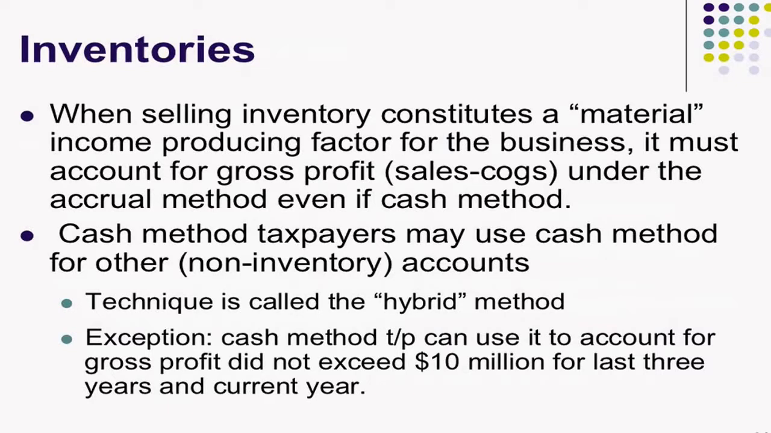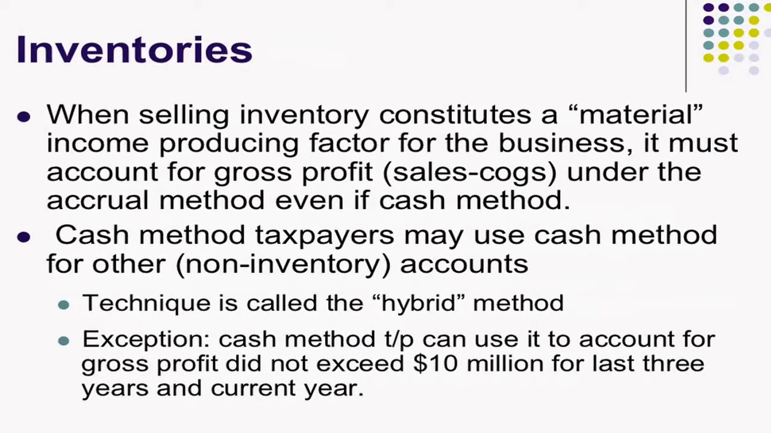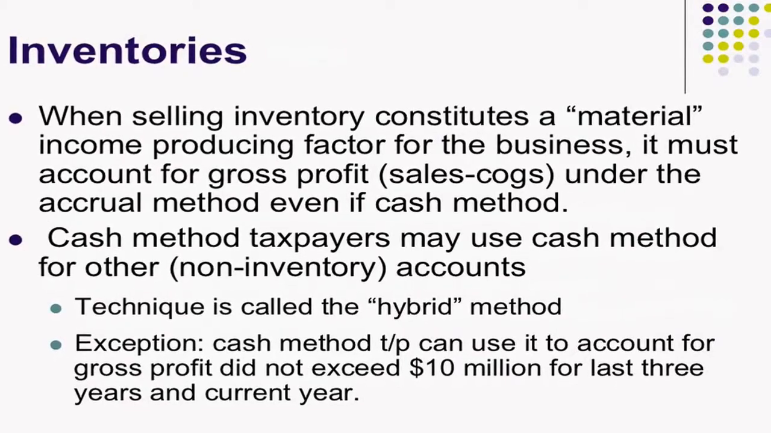Okay. The exception, there's always an exception, right? The exception is if you're a cash method taxpayer and over the last 3 years plus the year that you're doing your taxes for now, you made under $10 million, then these rules don't apply to you about inventory. You can treat inventory just like you would any of your other cash method accounts. Okay, so if you're making under 10 million, it doesn't apply. If you're making over 10 million, then what you have to do is account for your inventory on the accrual method.